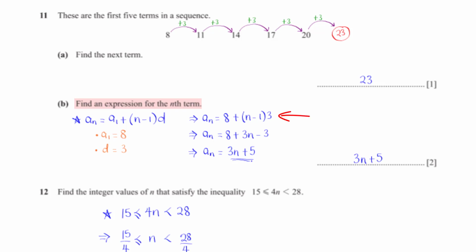When we expand the brackets, 3 times n is 3n and 3 times negative 1 is negative 3. 8 minus 3 gives us 5. And so the nth term expression for this sequence is 3n plus 5.